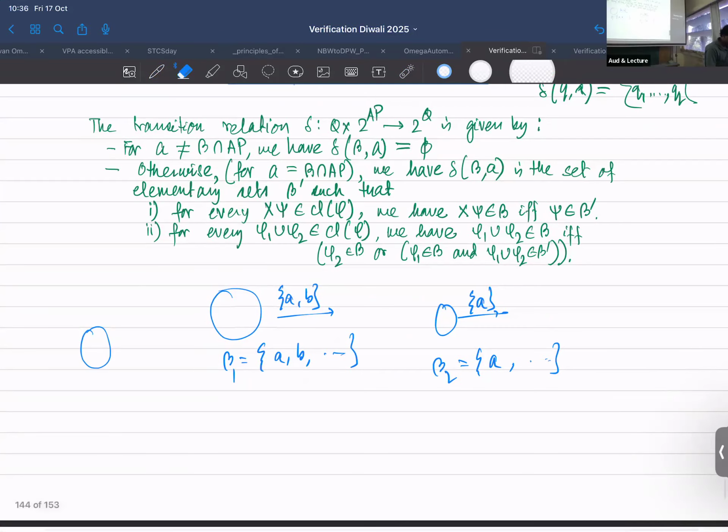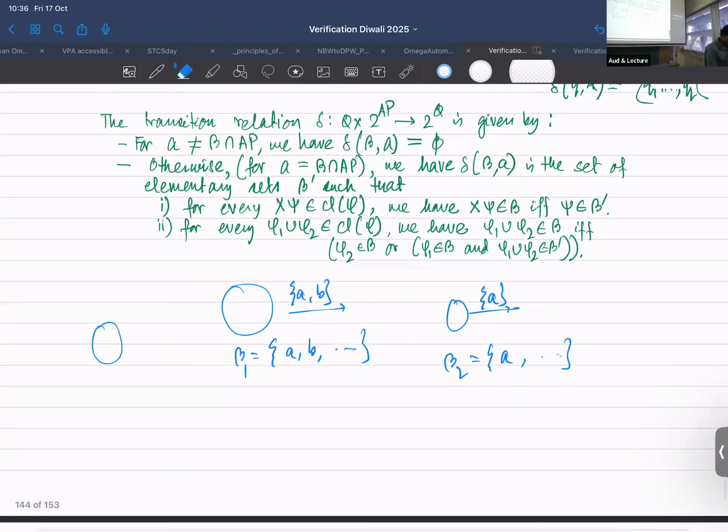Suppose you have a beta, and let's say xi belongs to beta. So beta is again an elementary set, a subset of all the subformulas of phi. Suppose you have somewhere X of psi.